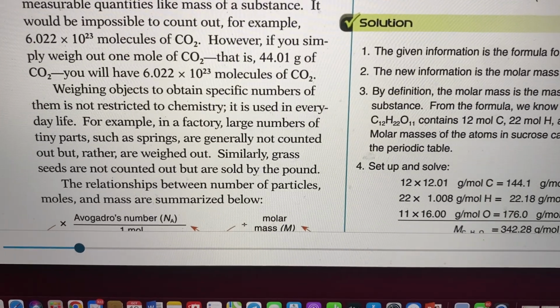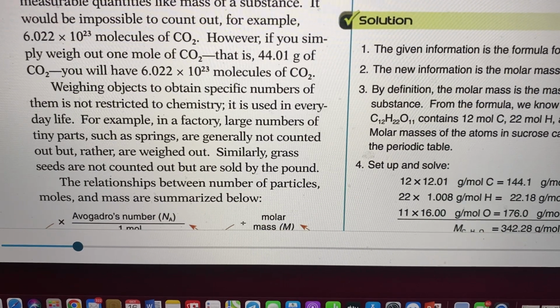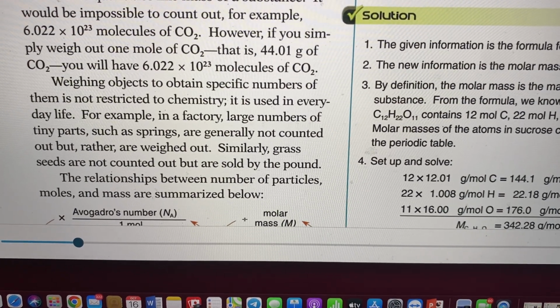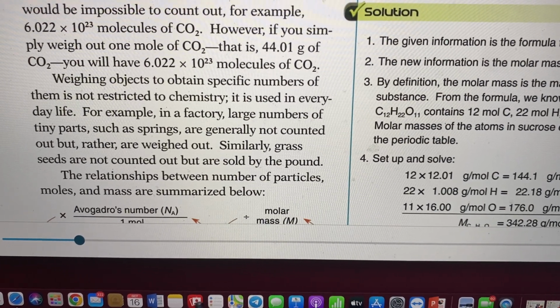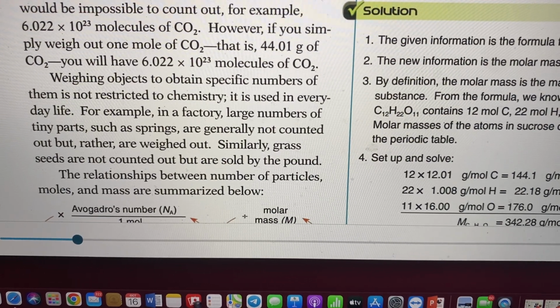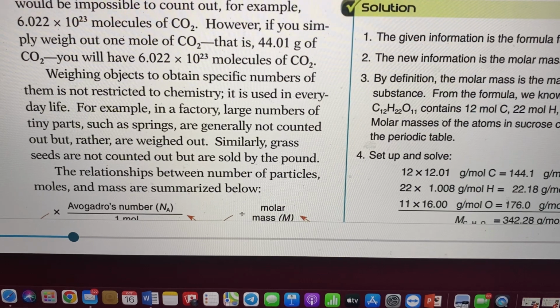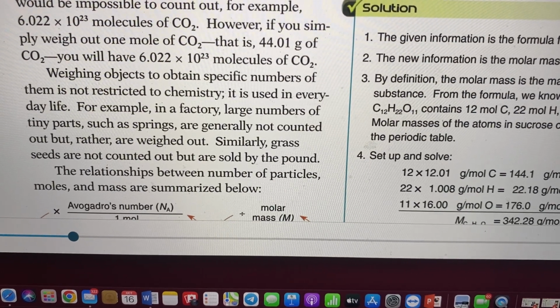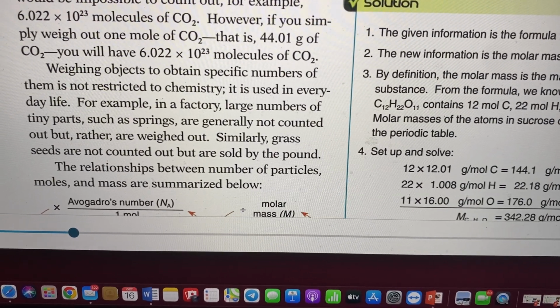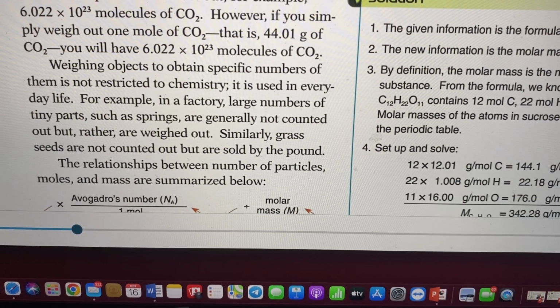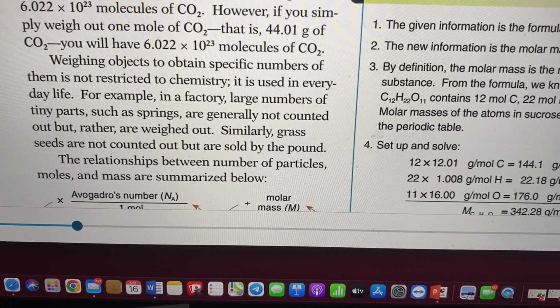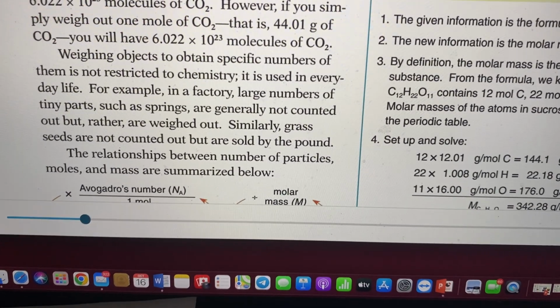Weighing objects to obtain specific numbers of them is not restricted to chemistry. It is used in everyday life. For example, in a factory, if you have large numbers of tiny parts, such as little springs, are you going to count all those little springs out? No, you're going to weigh them to find out. Similarly, grass seeds are not counted out, but they're sold by the pound.